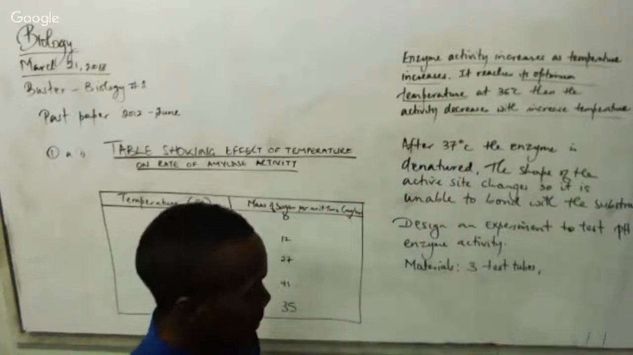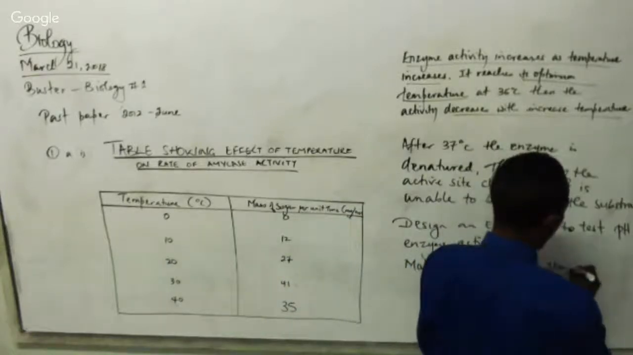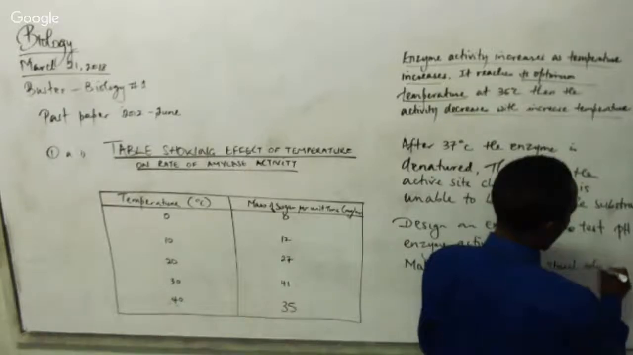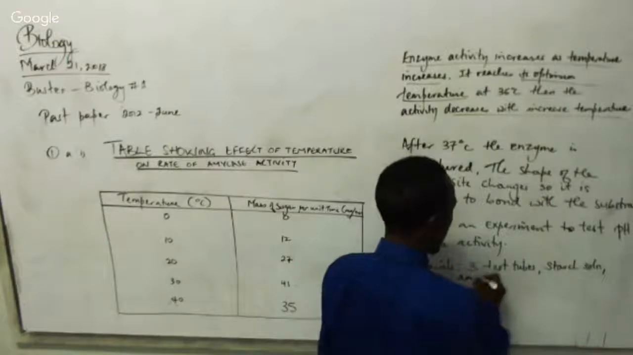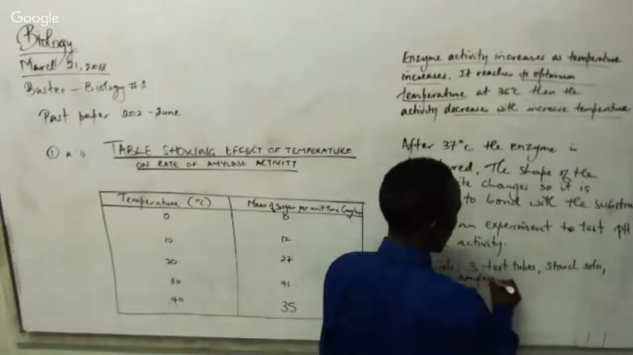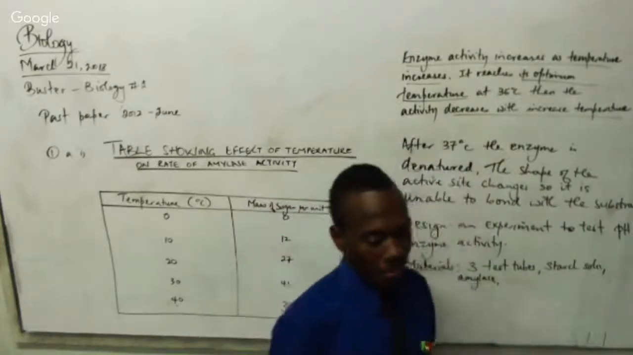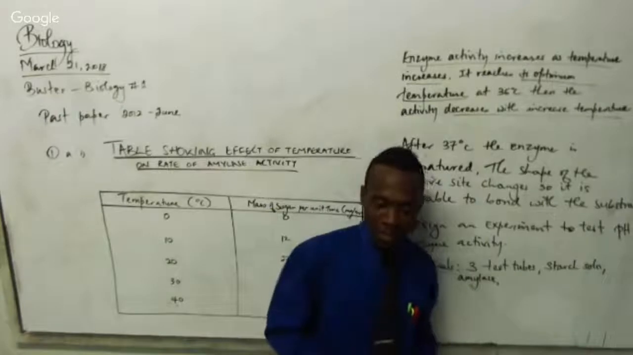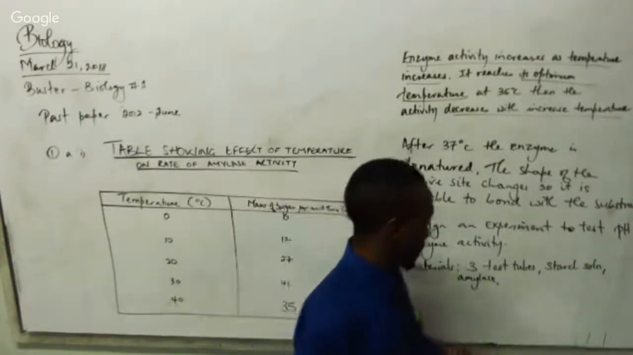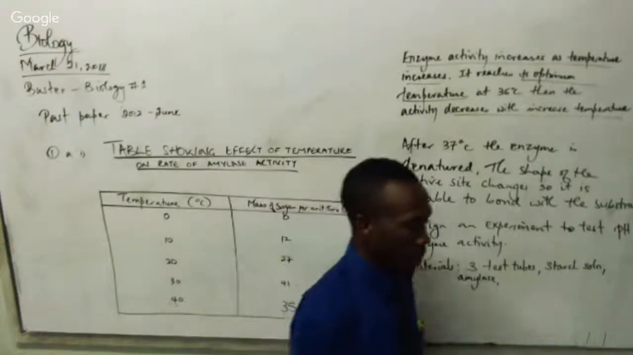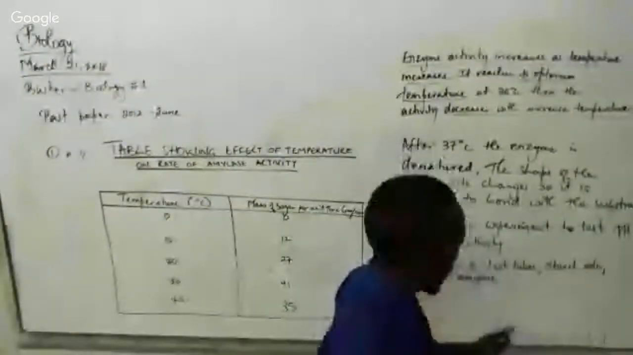What else? Starch solution. Yes, you need the starch solution. You need amylase. It is in the lab. You can get amylase and starch in a bottle, or you can mix some cornstarch in water. So you start with the materials: the test tube, starch solution, amylase.